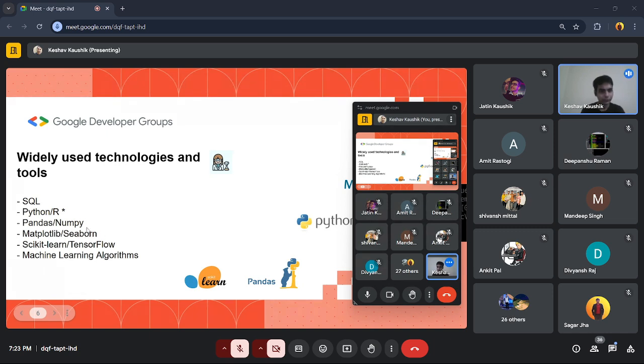Next are Pandas, NumPy, Matplotlib, Seaborn. These are for data visualization. Pandas is for data cleaning, and Scikit-learn and TensorFlow are basically for the machine learning algorithms, for model making, for training and fitting the data. And last but not the least, machine learning algorithms.